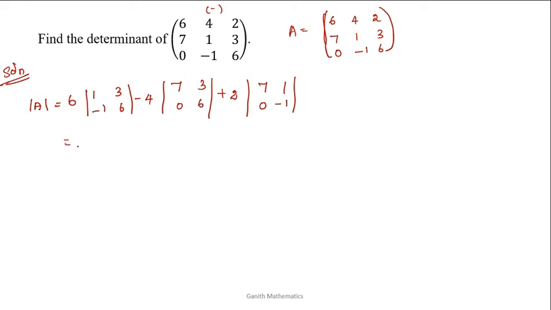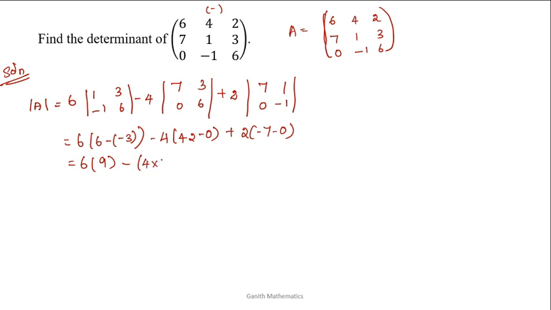So this is equal to 6 into 1 6s are 6, minus 1 into 3 will be minus 3, right? Minus 4 into 7 6s are 42, minus 0, plus 2 into 7 into minus 1 will be minus 7, minus 0. So this is equal to 6 into 6 plus 3 is 9, minus 4 into 42 minus 0 will be 4 into 42. So it is 4 into 42 and 2 sevens are 14. So it is minus 14.